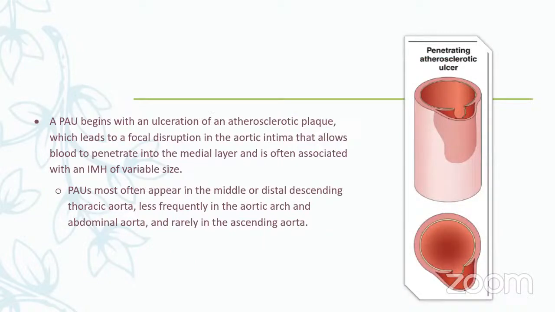Now, what is the penetrating atherosclerotic ulcer? Penetrating atherosclerotic ulcer begins with an ulceration of the atherosclerotic plaque, which leads to a focal disruption of the aortic intima that allows blood to penetrate into the medial layer, and it's often associated with an intramural hematoma of variable size. And it most often appears in the middle or distal descending thoracic aorta, less frequently in the aortic arch and the abdominal aorta, and rarely can be seen in the ascending aorta.